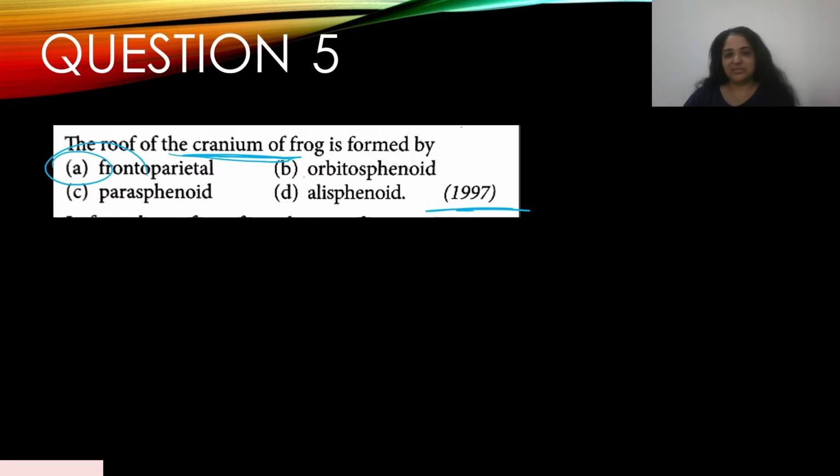So these A, B, C, D options that you see are names of bones in the cranium of the frog. I would suggest you just study them as it is, if they ever ask you, because this information is not present in NCERT. So the answer over here is A.